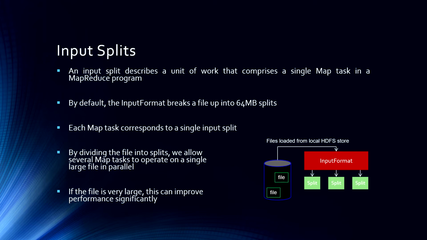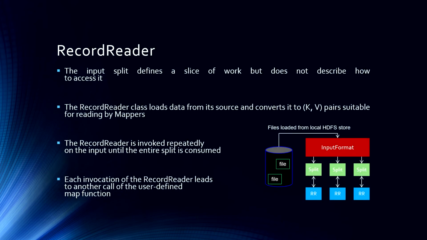Each map corresponds to a single input split. Each split is a mapping task, or each mapping task corresponds to a single input split. By dividing the file into splits, we allow several mapping tasks to operate on a single large file in parallel in a distributed operating system. If the file is very large, this can improve performance significantly. As we discussed earlier, we can process 1 terabyte of data in 207 seconds. We'll be seeing some practical cases as well.